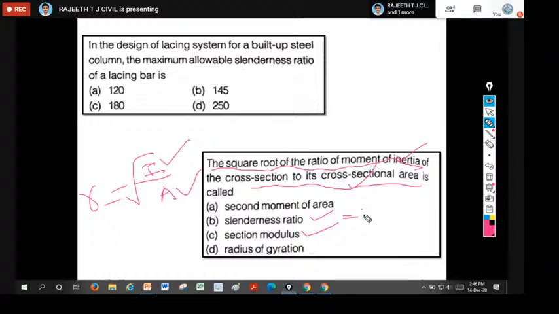Slenderness ratio is KL by r. KL by r is the slenderness ratio. Radius of gyration is square root of I by A. That is your answer. Option D is correct. Whereas section modulus is Z equals I by y.